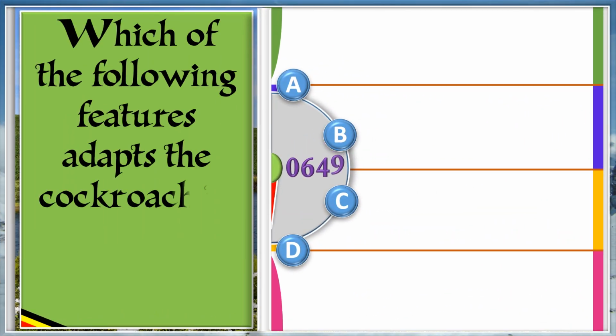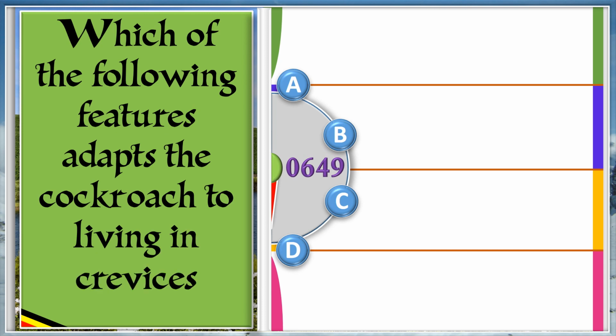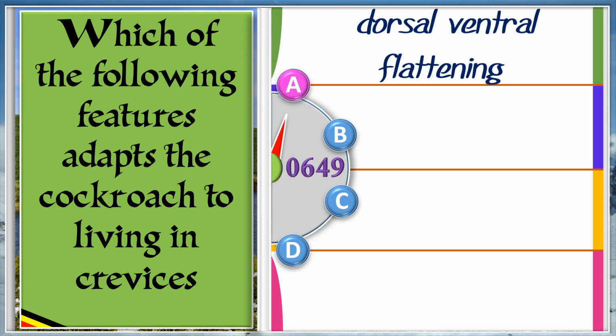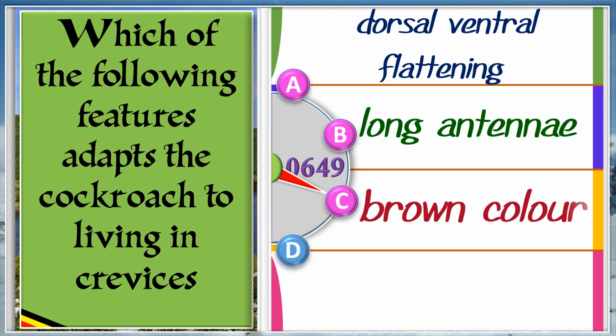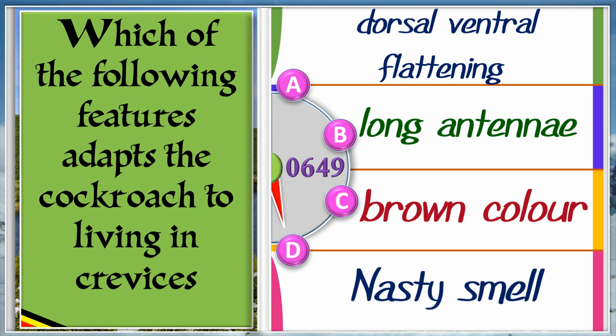Which of the following features adapts the cockroach to living in crevices? A. Dorsoventral flattening. B. Long antennae. C. Brown color. D. Nasty smell. And the answer is A. Dorsoventral flattening.